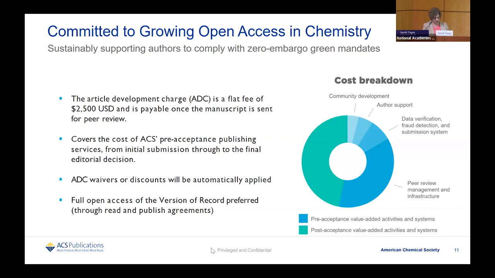So in the 6 months or so since we introduced this new program, we've had some questions about who this option will apply to. The answer today is that it applies to a very, very small number of authors. More than 90% of authors who are subject to these mandates have a simple and funded pathway to make their articles gold open access in ACS journals, either through institutional read and publish agreements or another source of funding. The ADC is intended to provide a solution to that small fraction of remaining authors who need to adhere to this zero embargo green open access mandate. And today, as of earlier this week, we have had only one author utilize this pathway.